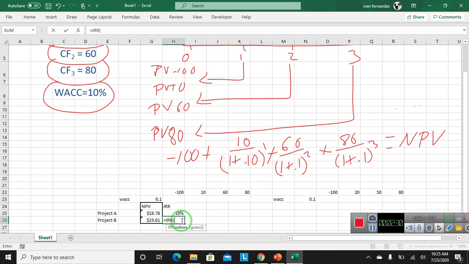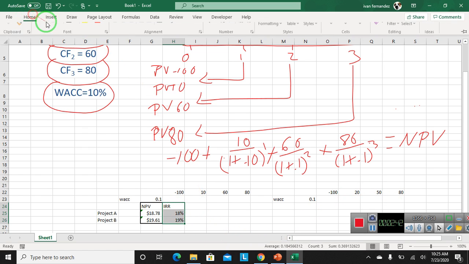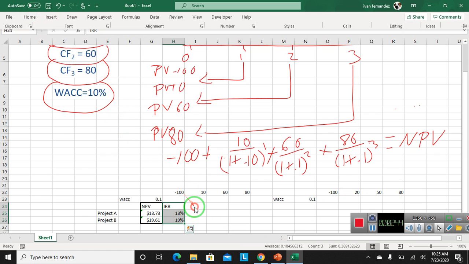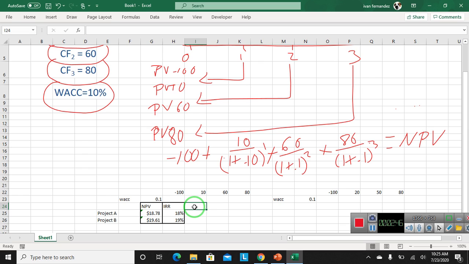Now let's compute the other one. Notice how I don't even need the WACC to compute IRR. This is project B. Okay, and those are my values. So what does the IRR mean? The IRR basically is telling you what the return is. So the higher the return, the better. But just saying that is not enough. If a project has an internal rate of return of 18%, and I'm sorry, I misspoke.